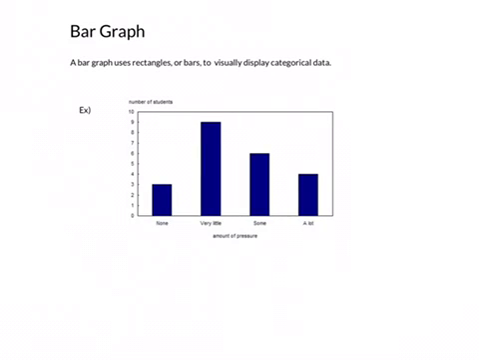This video is going to do an introduction to bar graphs. A bar graph uses rectangles or bars to visually display categorical data. So in this example, we are looking at the number of students who experience pressure, and each category displays a different feeling that they align with.